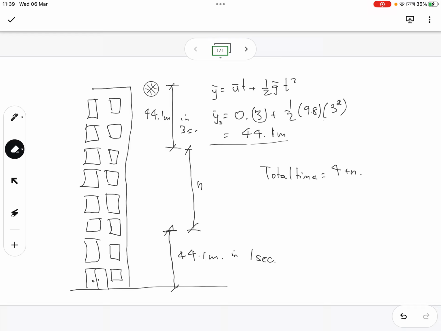44.1 meters in 3 seconds and another 44.1 meters in 1 second. We don't know how far it travels. But we know that the total distance must equal 88.2 plus a delta y. Okay. Let's look at the equations and see where we can substitute.